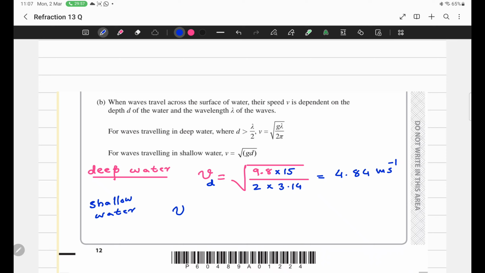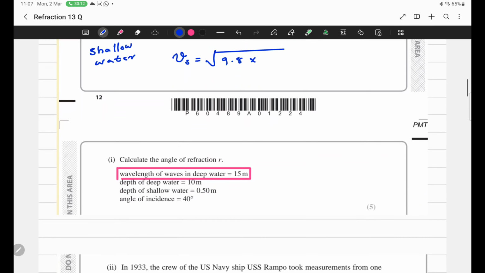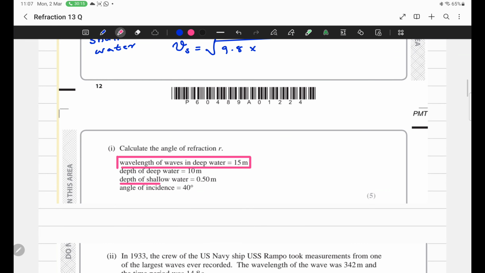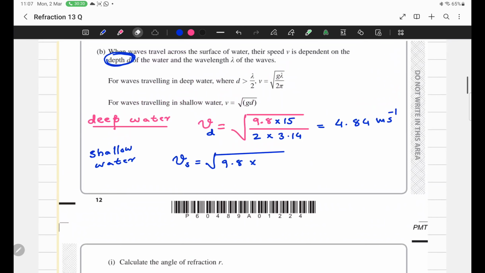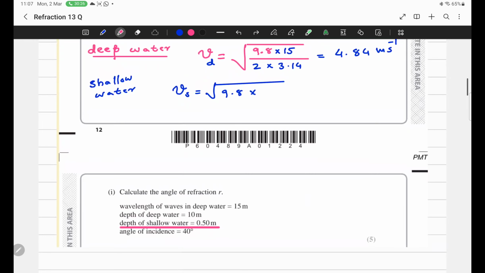In shallow water, the formula is under root g d. g is 9.8 and d is the depth. We are given the depth of shallow water, so we should use that value. The depth of shallow water is 0.50. Then what is the speed of water wave in the shallow region? It is 2.21.